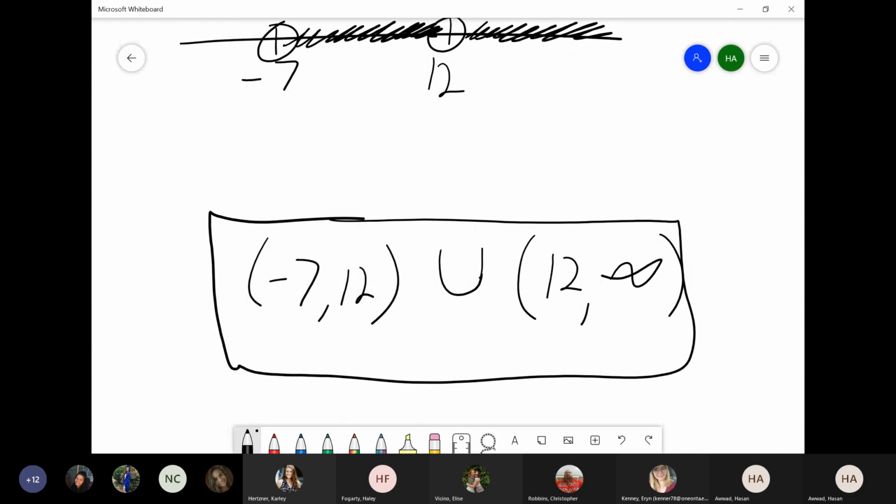So the idea here is, again, you have two different intervals. You just write each interval as accurately as you can. And then when you're done writing each specific interval, you union them together and you're done. So that's it. So we have from -7 to 12, again, with parentheses, unioned with 12 to infinity, also parentheses because we're not including endpoints, and parentheses for infinity always. Any questions on 6A before we move on to 6B?